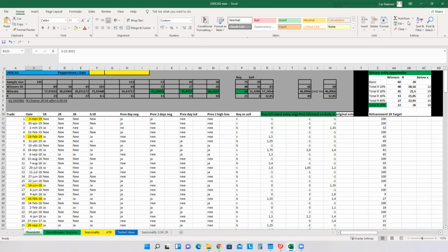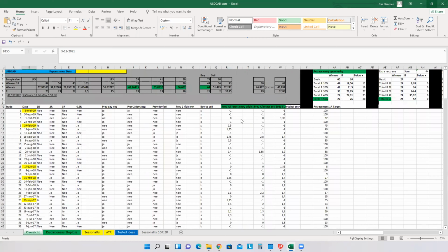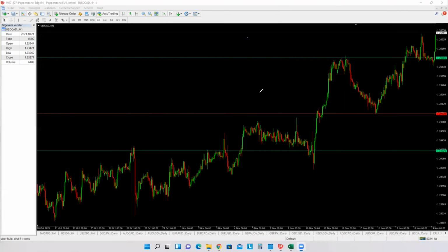And this shows me that I have an edge if I take this setup over and over again. So if we go to the chart again, my long entry was in this area. Now, to explain to you the concepts behind it.